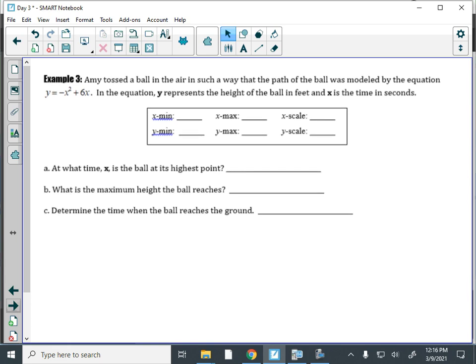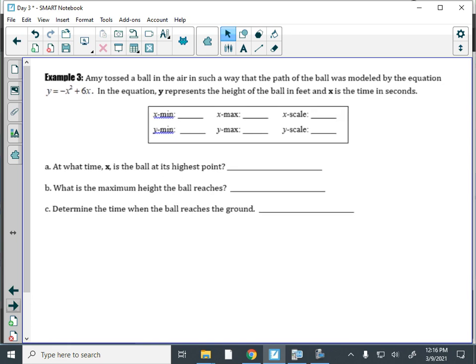If we take a look at example 3, it says Amy tossed the ball in the air in such a way that the path of the ball was modeled by the equation negative x squared plus 6x. In the equation, y represents the height of the ball in feet, and x is the time in seconds. We need to figure out a window. And again, I always use -5 as my x min and my y min. We have to figure out our x max.